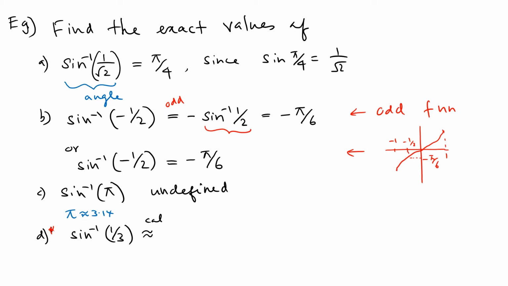So we can give the exact value for this. Use a calculator and then find this value. You will get up to 3 decimal places. You're going to get 0.3398. And then we can do another one.